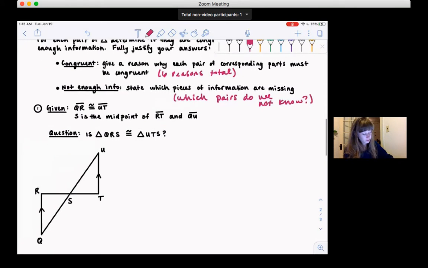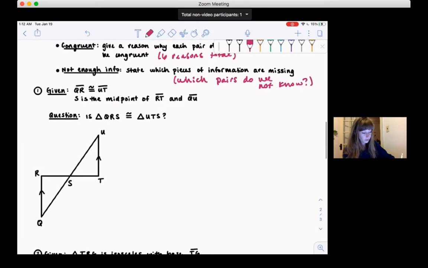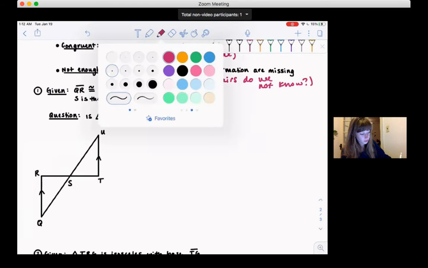Okay, so let's look at our first example. We're given some information, and then we want to know if triangle QRS is congruent, or an exact copy of, triangle UTS. Let's go through and see what we know, see if we can write down pairs that would be congruent, and if we get all 6, then we can say congruent. If there are some where we don't know, then we have to say not enough info. Okay, so let's start with what we're given.